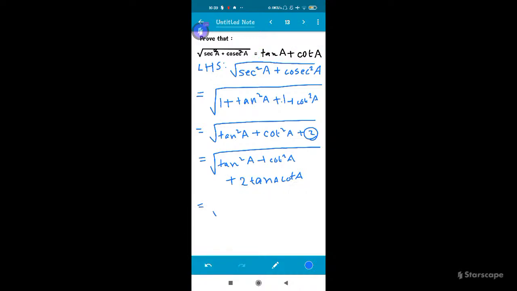So now I can write this expression as tan A plus cot A whole square, and we have square and square root, so it will just get cancelled out and we are left with tan A plus cot A, which was asked in the question. So it is equal to RHS. So the square relations are important, the identities are important. Whatever you have studied in the lower classes, you have also studied a little bit of trigonometry in class 9. Those previous knowledge is very essential for doing any question in this chapter.